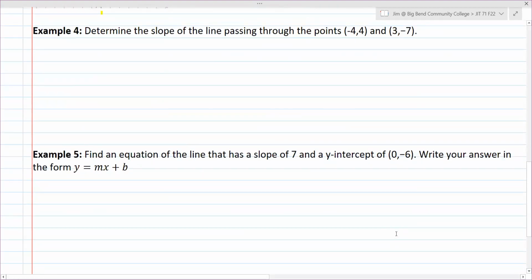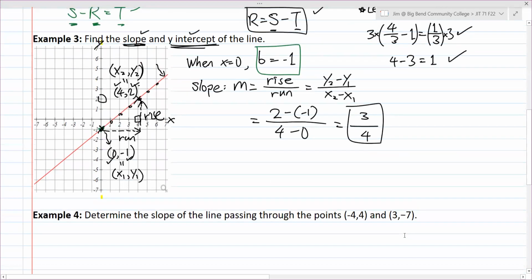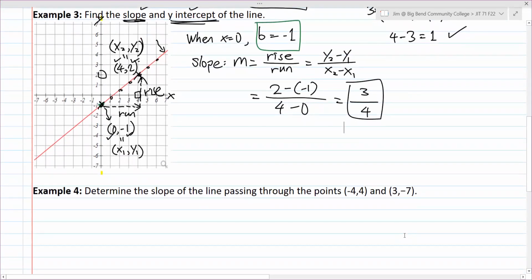Next, example 4. Determine the slope of the line passing through the points (-4, 4) and (3, -7). I have an idea. I can borrow the picture from last time. I can show you some other information once I solve the problem. So this is now the example with the data points given.